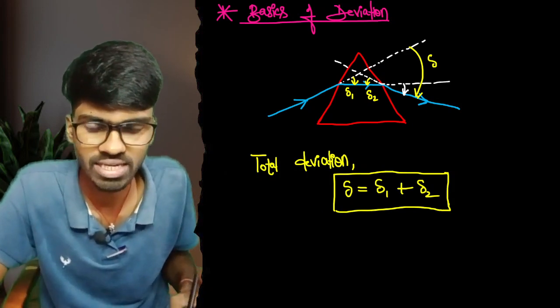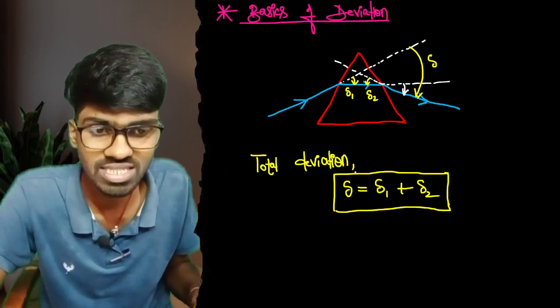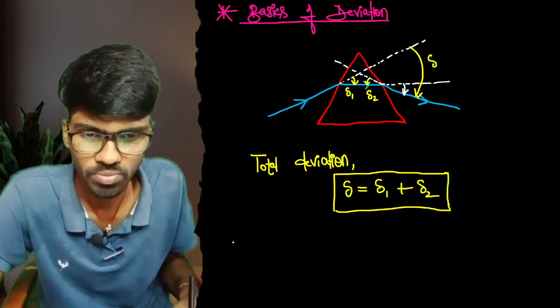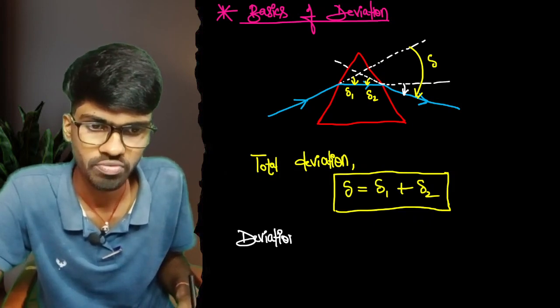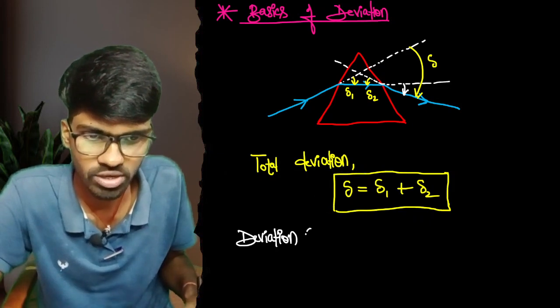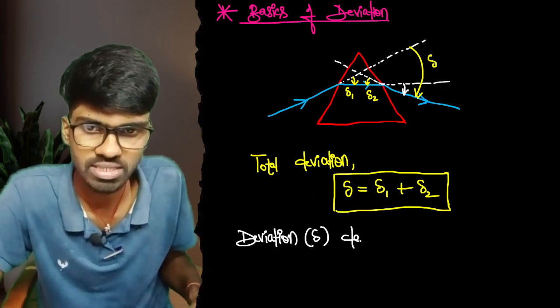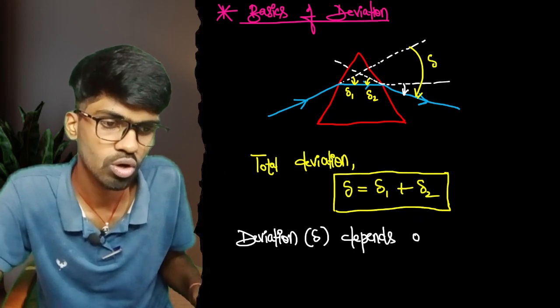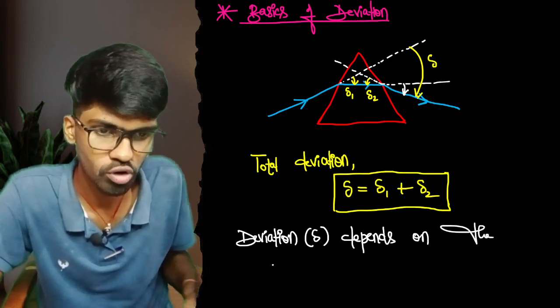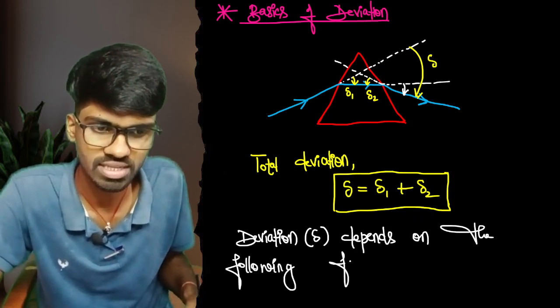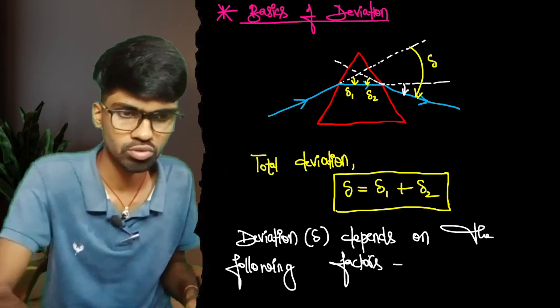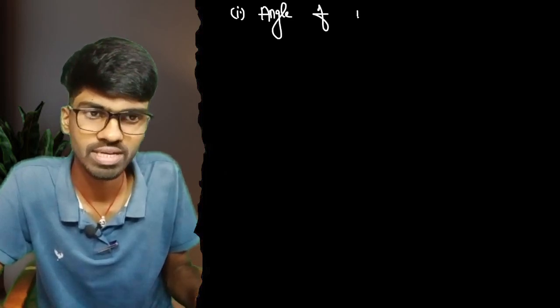And if we further write, on what factors does this deviation depend? Let us write that also. We are talking about the total deviation, so delta depends on the following factors. The first factor is angle of incidence.